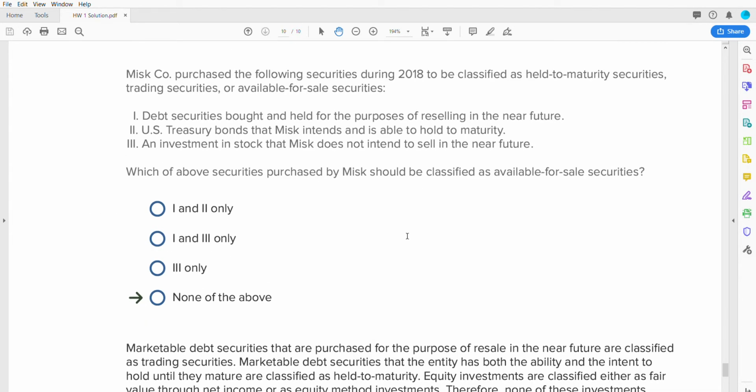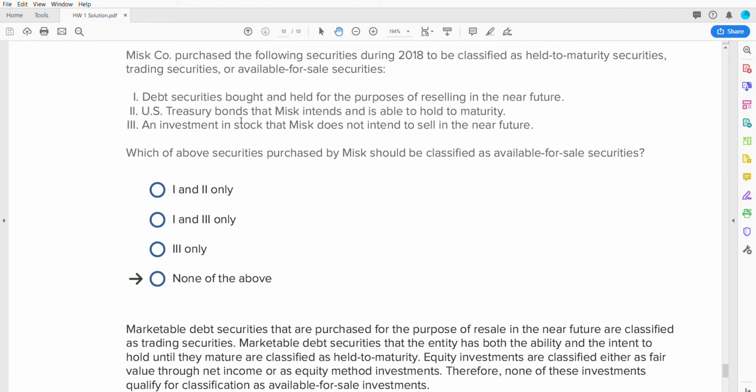And the last question, Ms. Co purchased the following securities during 2010 to be classified as held to maturity, trading securities, or available for sale securities. So which of the above securities should be classified as available for sale? Available for sale is securities that they want to resell in the future. That's going to be trading. U.S. Treasury bonds that they want to hold to maturity, that's held to maturity.